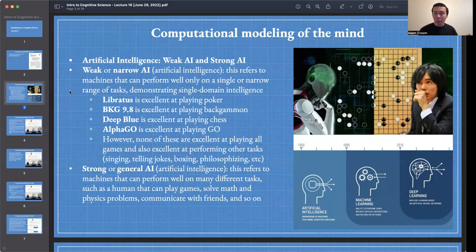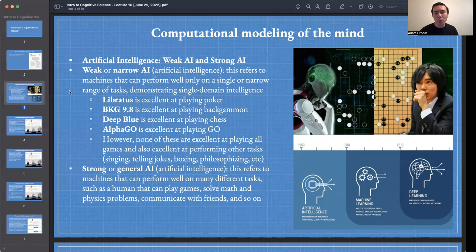So although that's remarkable in that we're able to build machines or programs that demonstrate weak or narrow AI, we see that these programs are not able to perform well on a variety of different tasks. In other words, these programs do not demonstrate strong or general intelligence. So for example, AlphaGo performs incredibly well at the game of Go. However, AlphaGo does not perform well on chess, backgammon, or poker. Similarly, AlphaGo can't tell jokes or juggle or do tricks on a skateboard or any of the other different tasks that humans can engage in.